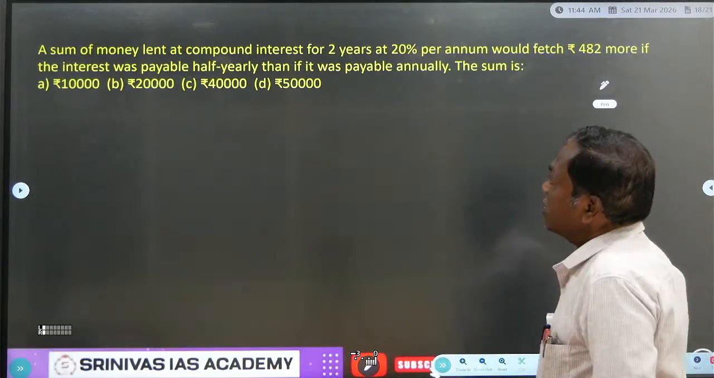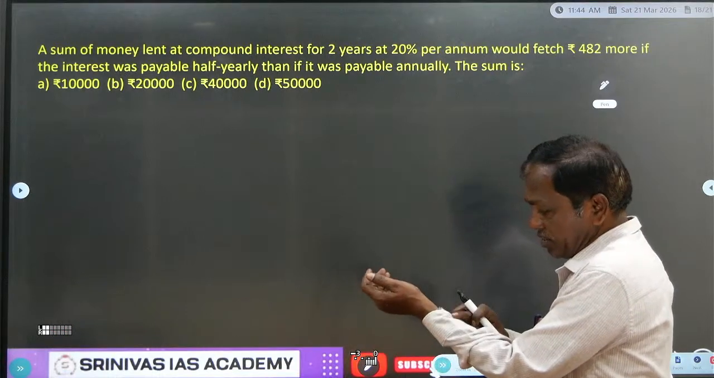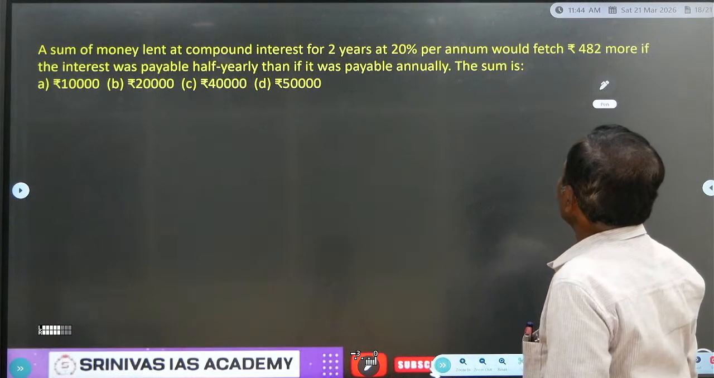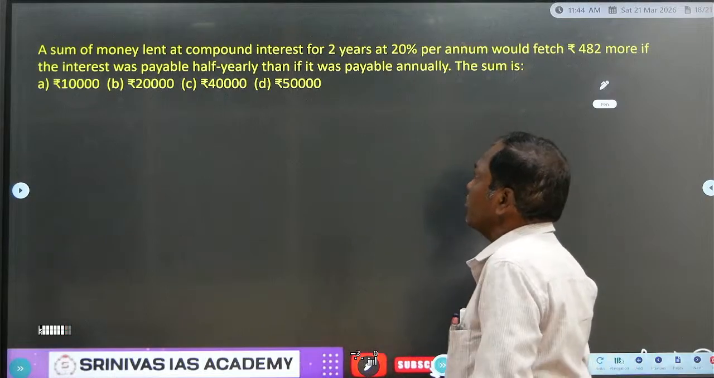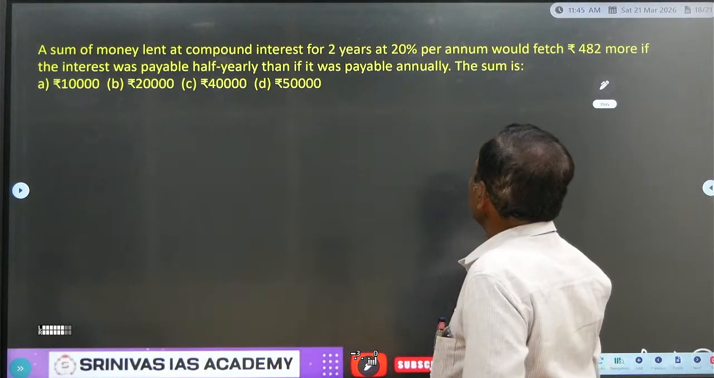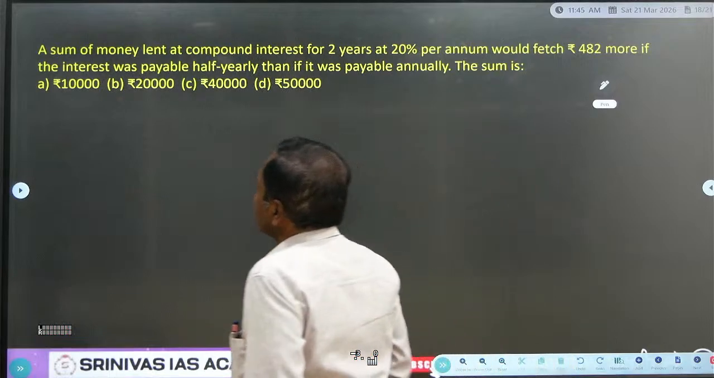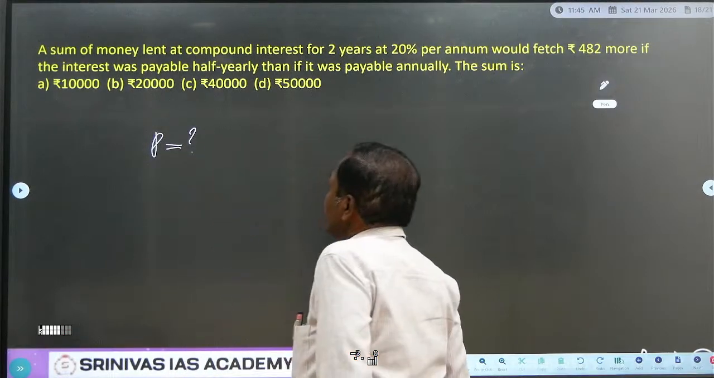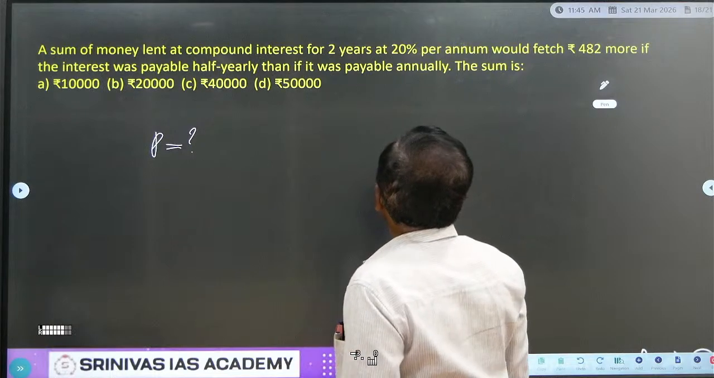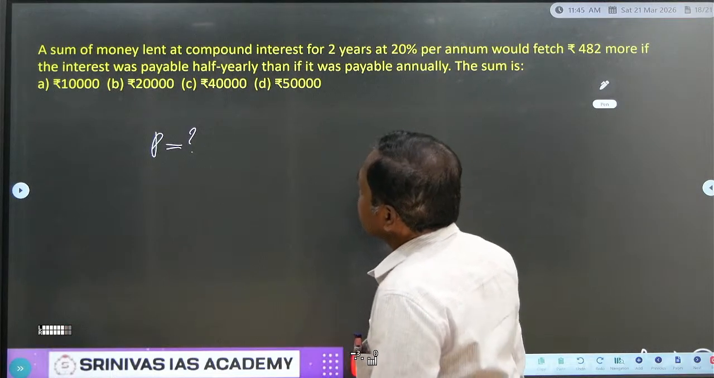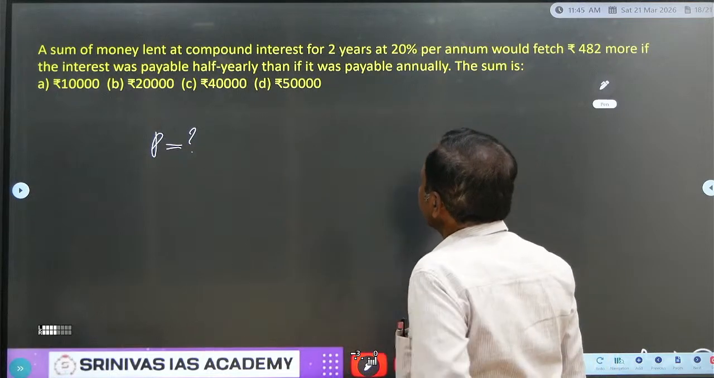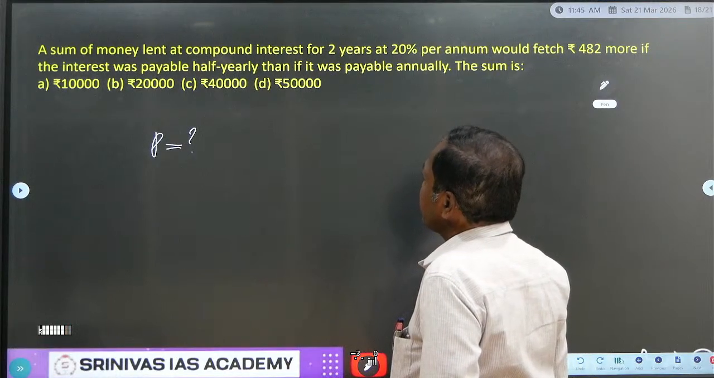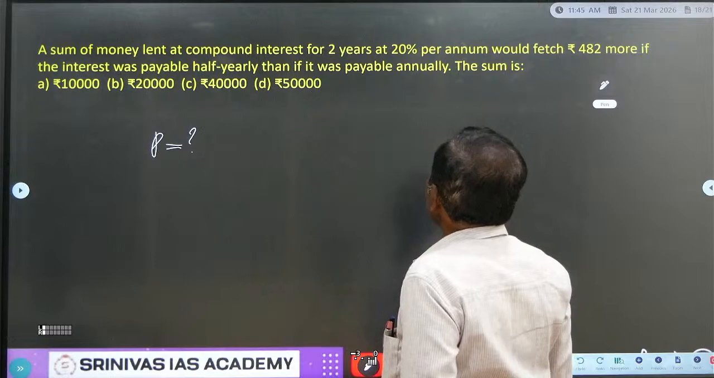Now we can see. A sum of money lent at compound interest for 2 years at 20% per annum would fetch rupees 482 more if the interest was payable half yearly than if it was payable annually. What is the sum? It means principal is being asked. A sum of money lent at compound interest for 2 years at 20% per annum, it means the first equation is what?